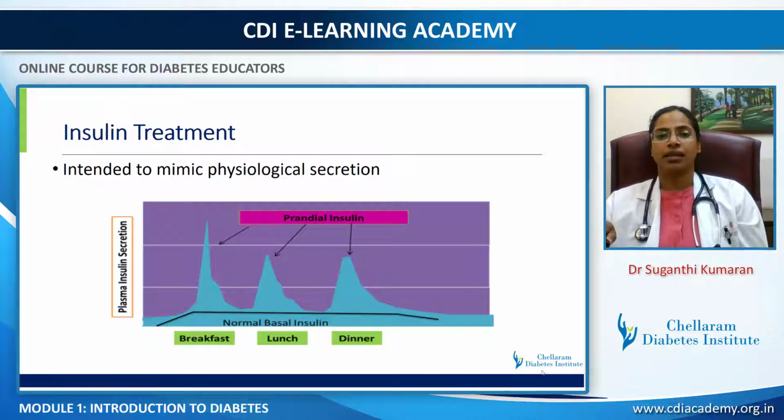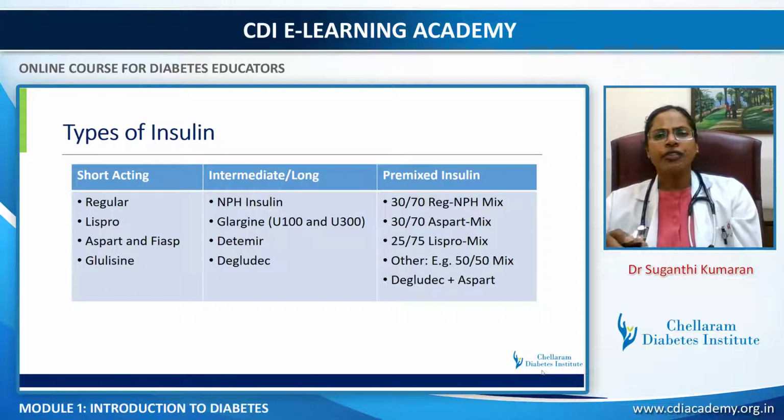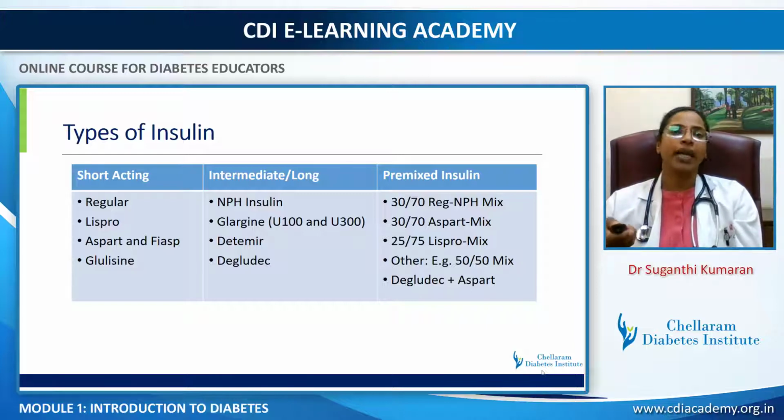This is called the basal sugar level, which is controlled by the normal basal insulin. So basically in our body, there is basal insulin which takes care of in-between meal blood sugar level, and there is prandial insulin which takes care of the sugar spikes which happen after eating. There are different types of insulin: short acting, intermediate acting, and pre-mixed insulin, which has a combination of short and intermediate or long acting insulin.